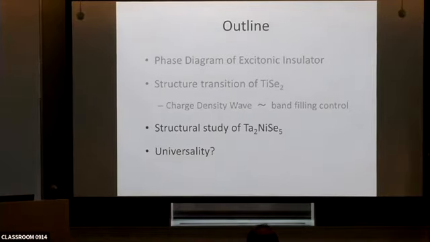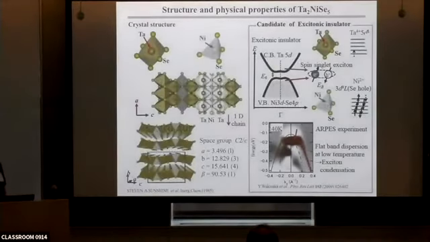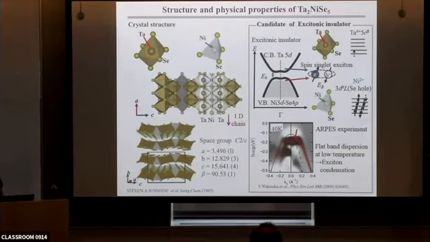The next topic is the target compound, tantalum 2 nickel selenium 5. So far, I have explained the effectiveness of structural analysis. Now I try to explain the electronic state of tantalum 2 nickel selenium 5. The crystal structure of this compound is very different from titanium diselenide. The layer consists of a chain structure. In particular, since it is a direct transition semiconductor, it has been predicted to be a BEC type excitonic insulator.